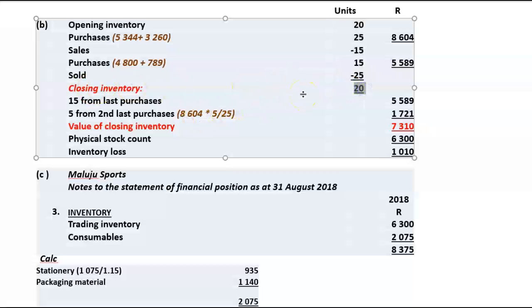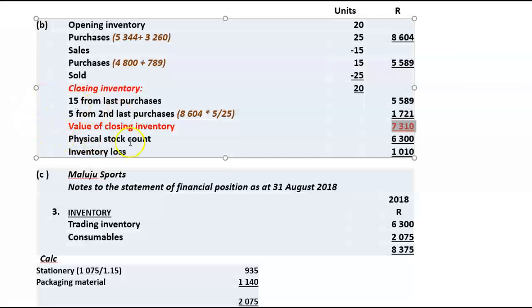We have to apply first in, first out. So if there are 20 soccer balls on hand, it means that that last purchase of 15 balls in totality is still on hand, and the cost involved there was 5,589. It also means that there must be still another 5 balls that came out of the second last purchase. So 5 divided by 25 multiplied by 8604 will give us the total cost for those 5 balls of 1721. So the value of our closing inventory, theoretically speaking, is 7310.